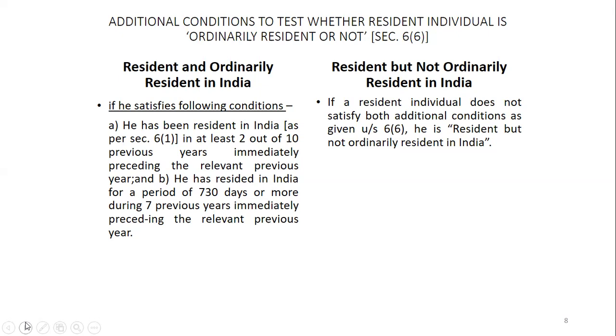In the case of resident but not ordinarily resident in India, if a resident individual does not satisfy both additional conditions as given under section 6 subsection 6, he is resident but not ordinarily resident in India.